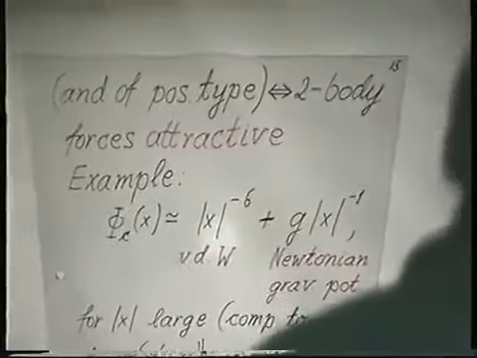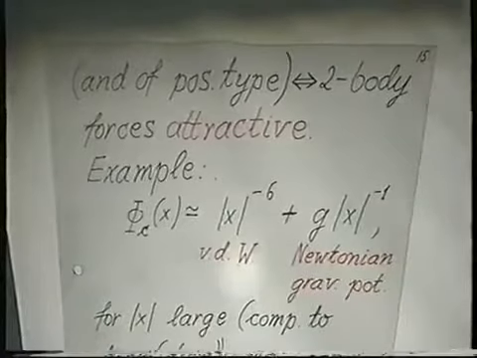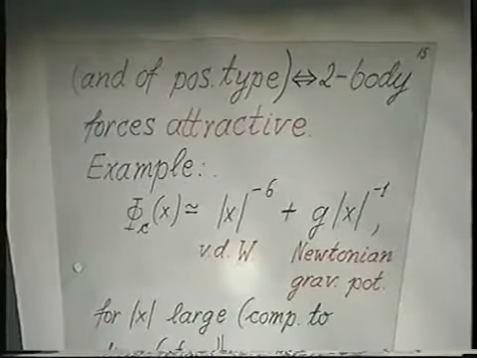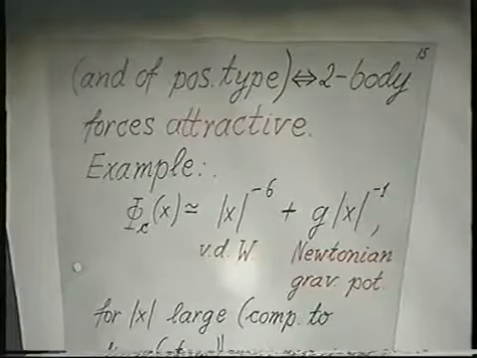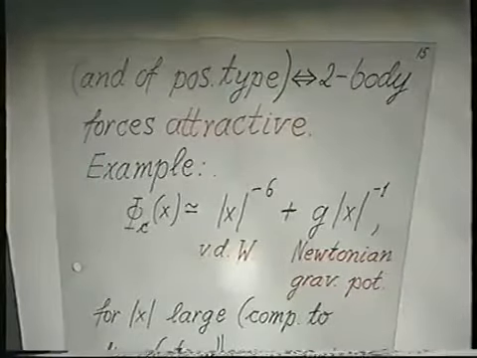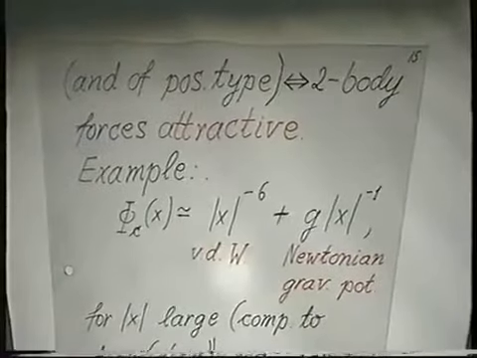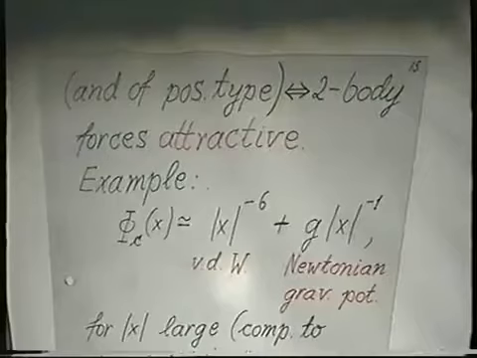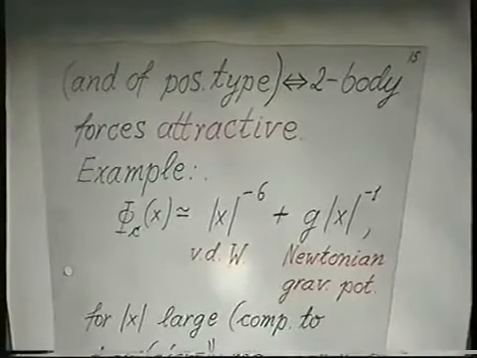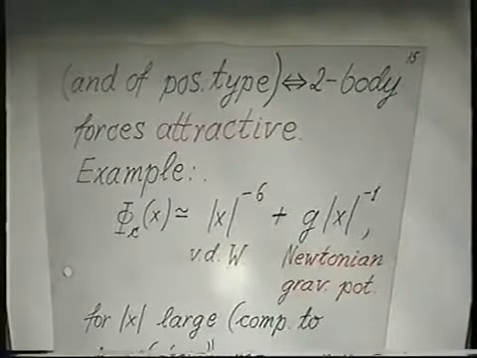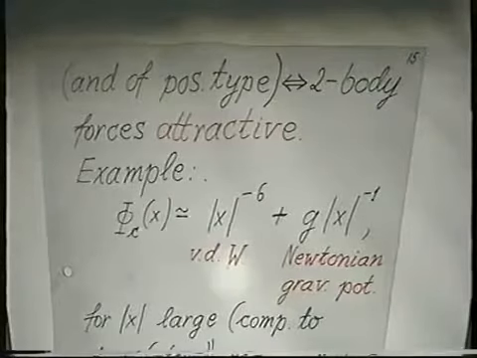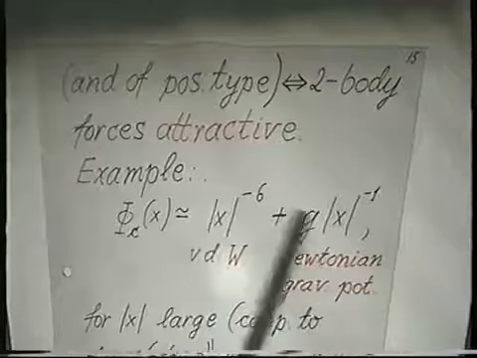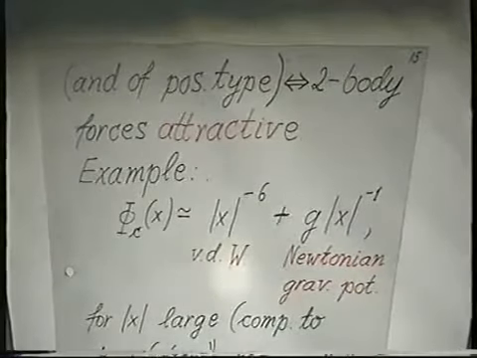So let's look at an example. For example, phi_c of x could be x to the minus 6. This is van der Waals. And plus g times x inverse, that would be the Newtonian gravitational potential. This is the behavior for x large. I may permit myself to introduce a short distance regularization. So in other words, I will cut off the singularities at x equals 0.